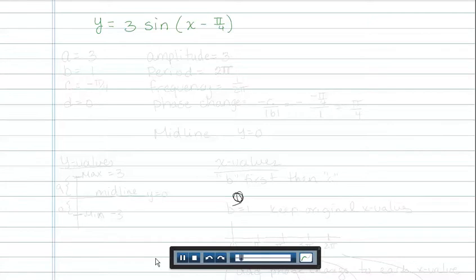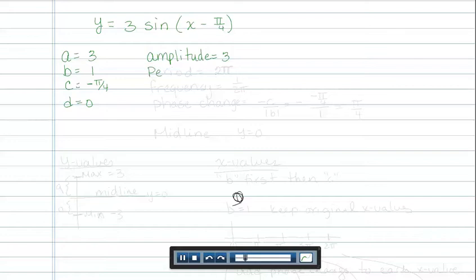Alright, the first thing you should do is get your A, your B, and your C. Your A is going to be 3, your B is going to be 1, C is going to be minus pi fourths, and D is going to be 0. The 3 means that your amplitude is the absolute value of A, so it's going to be 3.